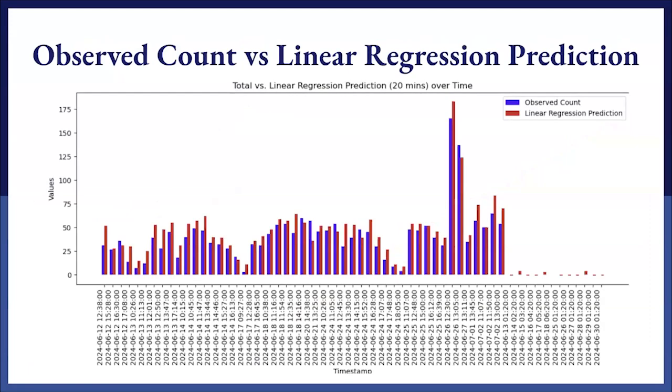Now, given all of this information, we plotted the observed counts next to the linear regression prediction using that multivariable linear regression model. And as you can see from this graph, you can see how accurate our model was at predicting how many people were in the space at that time.